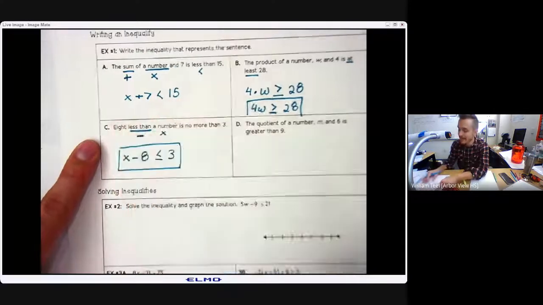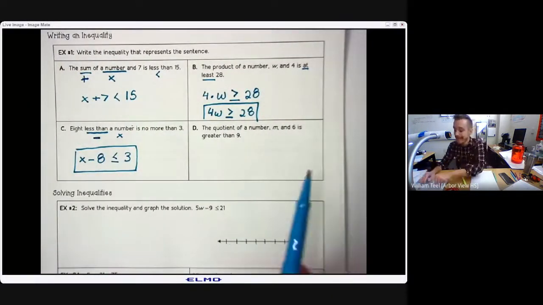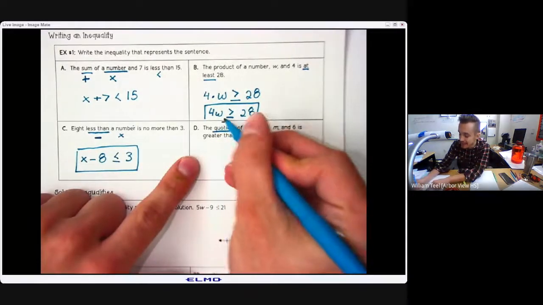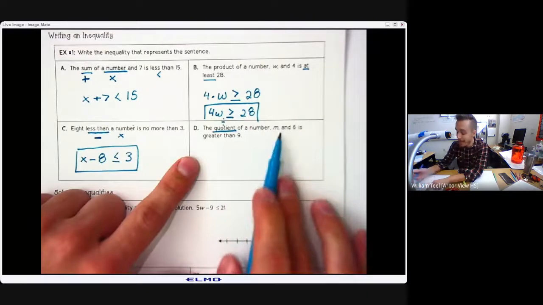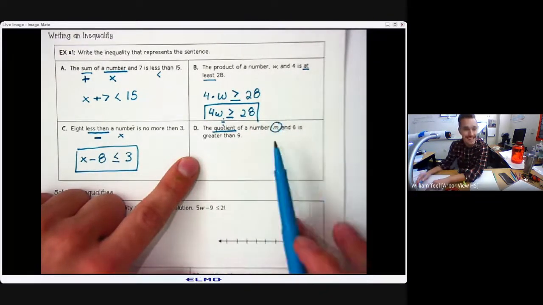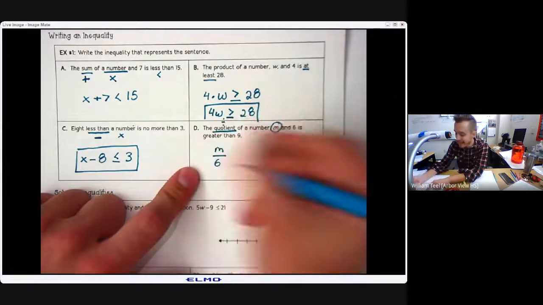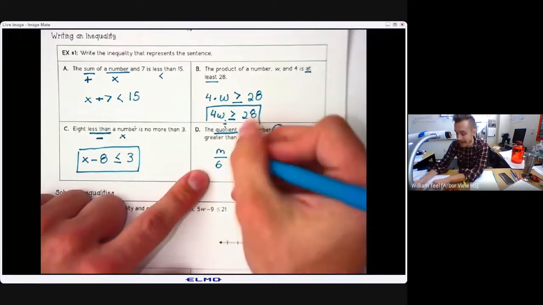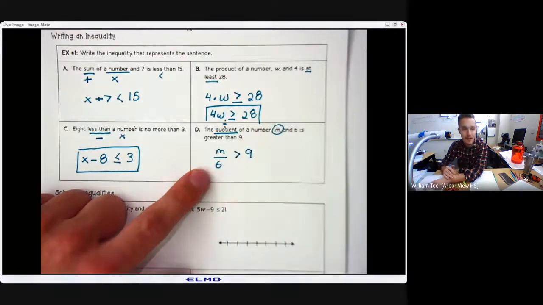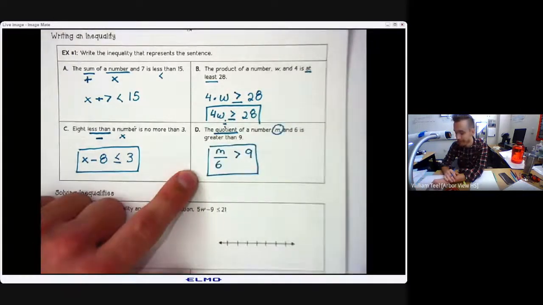Finally, moving on to part D, we have the quotient of a number m and 6 is greater than 9. The quotient implies that we're going to be using division here. The quotient of a number m, this is the number we're looking at. M is the variable I want you to use because it is signified. So we're going to take that quotient, m divided by 6 is greater than 9. So we know that value is going to have to be greater than 9. No funky wording there. That one is actually pretty straightforward when it comes to the wording.